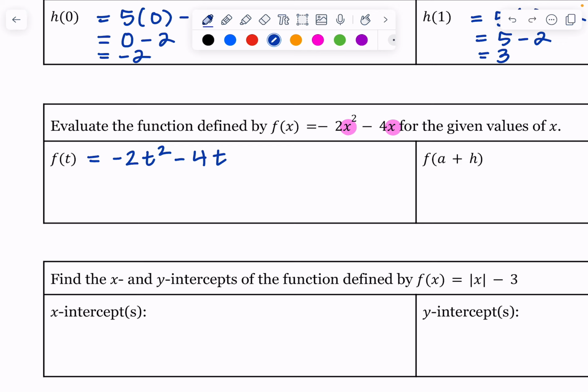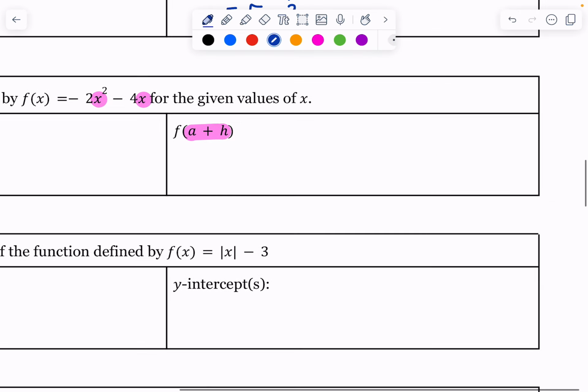For this next one, we are plugging in a plus h for those pink highlights or those x's. So this one's just as easy, just a couple more steps. So we're going to have negative 2 parentheses a plus h squared minus 4 times a plus h. This is totally fine to leave here. I am worried that on a multiple choice or on an online assignment it would want you to simplify. So we're going to go ahead and simplify. If it was a written assignment, I would take this, but I'm not sure that they will let you.